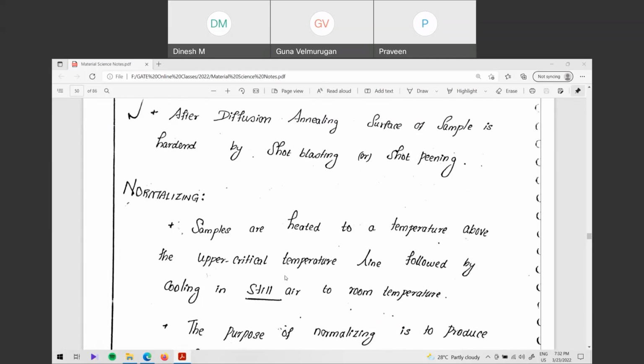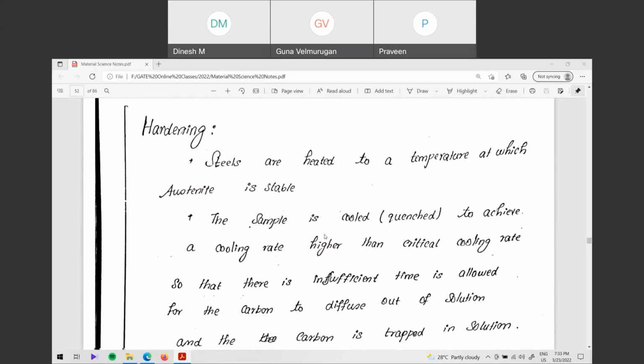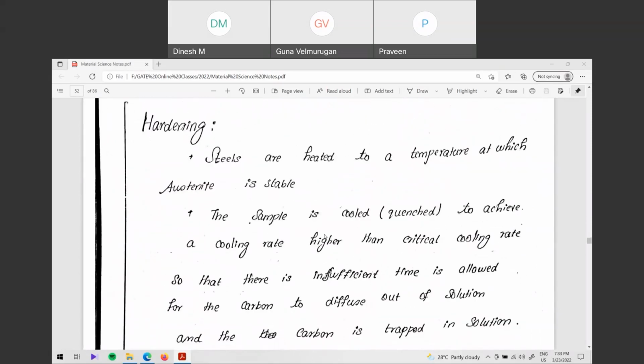Okay? So what I'm saying is that here, as the cooling rate is very high, finer grain structures are formed. Because of finer grain structures, the hardness is increasing in the case of normalizing. Please remember, annealing, softness is increasing. Normalizing, hardness is increasing. Annealing, slower cooling or furnace cooling. Normalizing, faster cooling or still air cooling. Ambience, you are just removing it. Okay, that is the difference between normalizing and annealing.